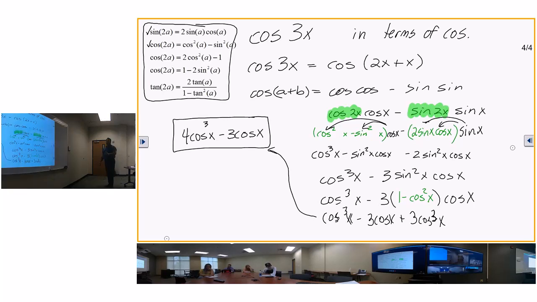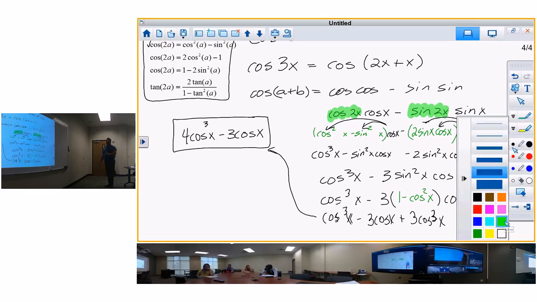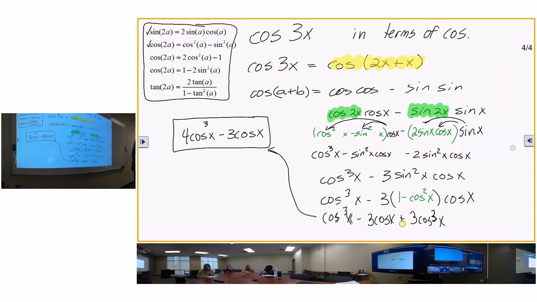First of all, the only thing new we will put in highlight of yellow. So we did change the cosine of 3x into the cosine of a plus b. That's new. Then we plugged in cosine a plus b. That's kind of new, so we'll write that as new. And then we did the green right here and the green here.